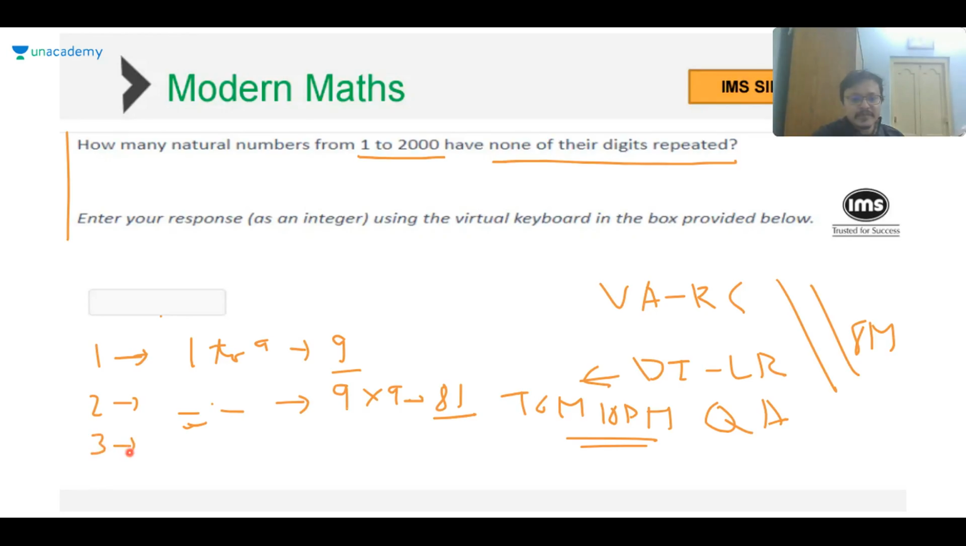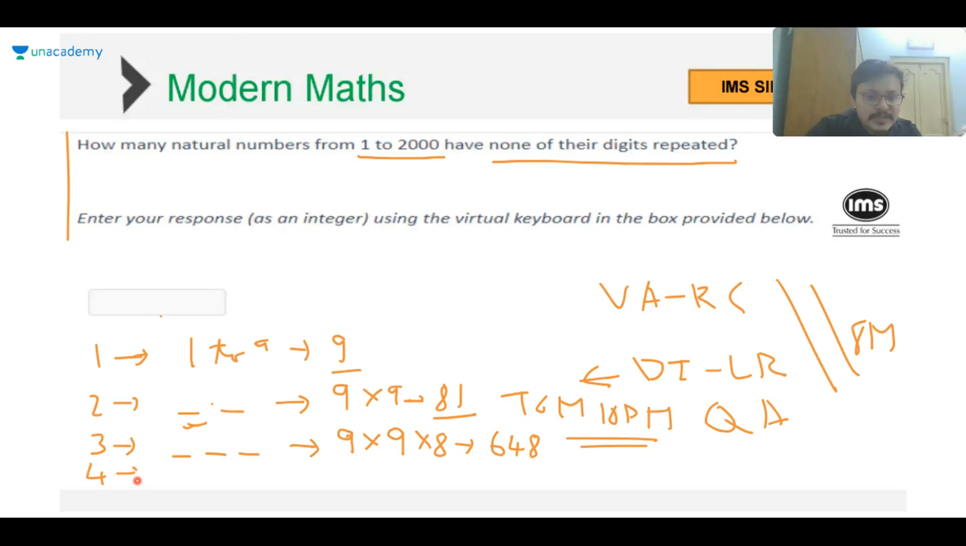Three digit numbers, how many possible? First digit can be done in 9 ways, that is excluding 0. Second digit can be done again in 9 ways, that is excluding the first digit. Third one can be done in 8 ways. That is 648 ways. Is this correct?